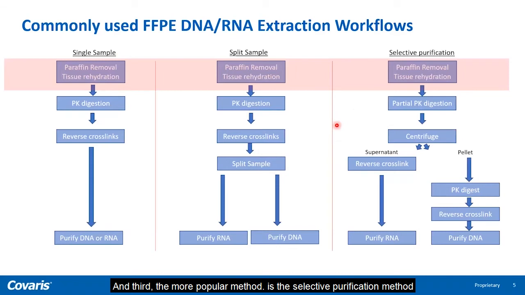And third, the more popular method is the selective purification method, where you start with one sample and then perform sequential extraction of RNA and DNA. After the centrifugation step, the RNA is recovered from the supernatant, the DNA pellet goes through a PK digest, reverse crosslink, and then the DNA is purified. In all these approaches, one step is common, and that is the paraffin removal and tissue rehydration step. Currently, this critical step utilizes organic solvent-based de-paraffinization.